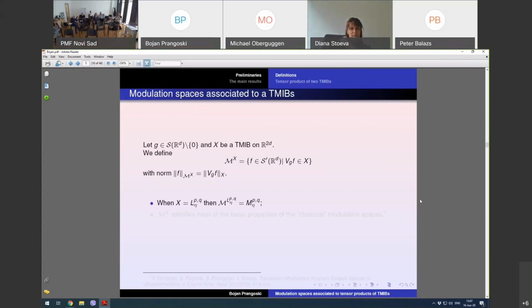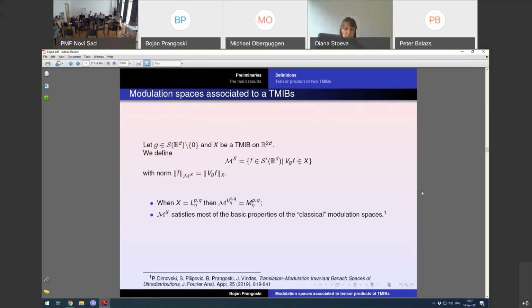By the mere definition, it should be obvious that if you take X to be the mixed-norm L^{p,q} space, then you end up with the ordinary modulation space. What is important here is that M_X is always a Banach space, and it does not depend on the window. In fact, it satisfies most of the properties that you already know for the classical modulation spaces.